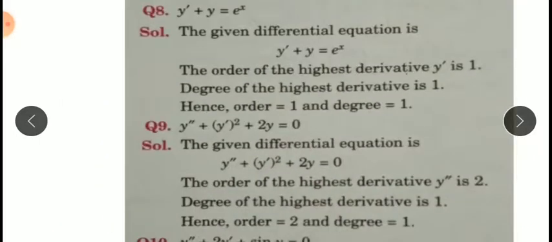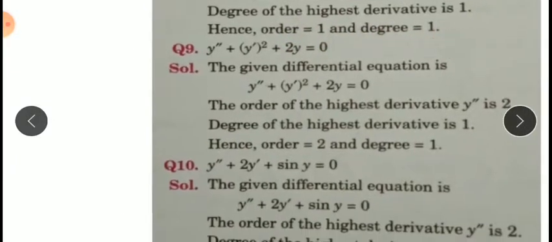Now refer this: y dash plus y is equal to e raised to x. This is containing an exponential term e raised to x, but this being a constant. You can see here this is y dash. Y dash means dy by dx. Its order is 1 and whole power is also 1. Means order 1 and degree 1.